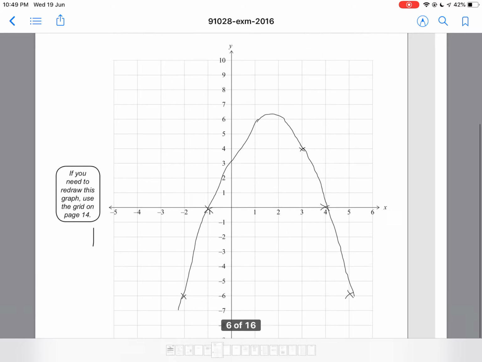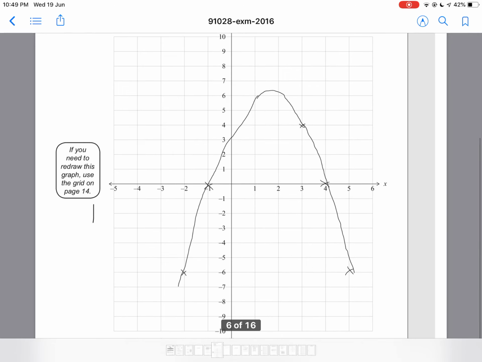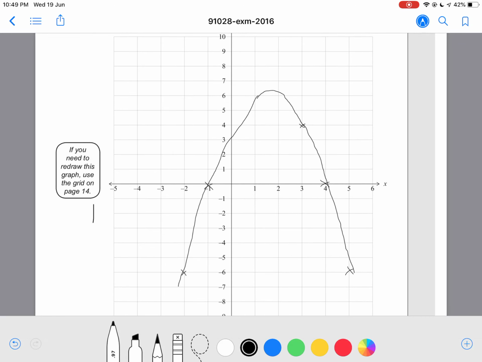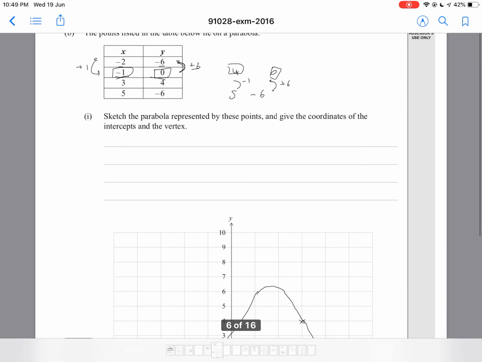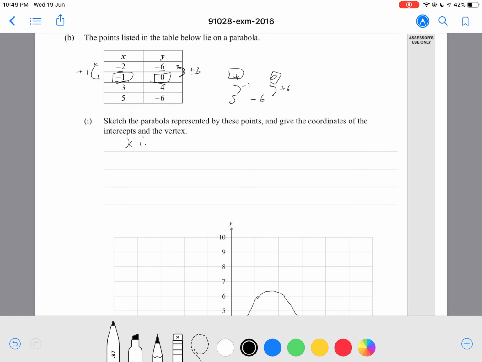So basically, it wants you to identify the x-intercepts. Our x-intercepts are negative 1 and 4. So we simply say our x-intercepts: we have one at negative 1, 0, and we have an x-intercept at 4, 0. And we have our vertex. Okay, so what is our vertex?